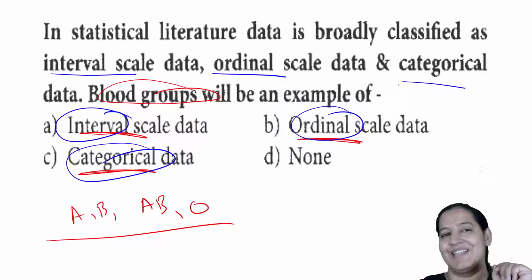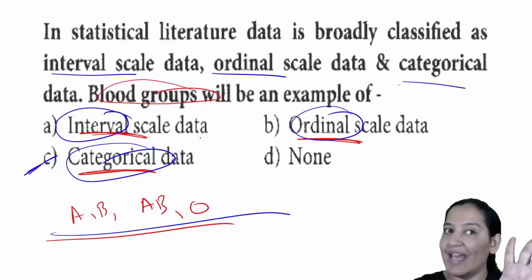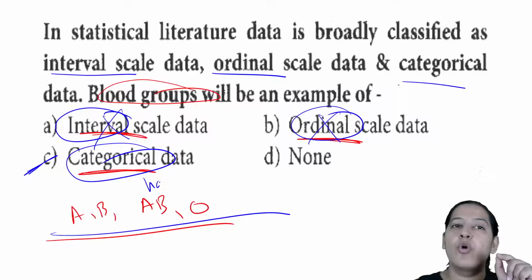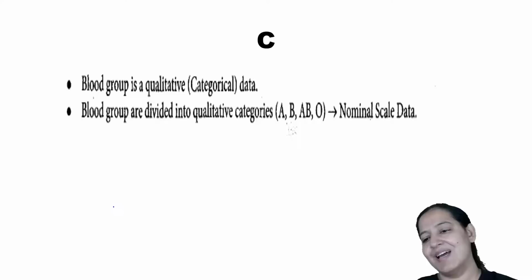So here there is no number. It is not hemoglobin, weight, or height. So it cannot be interval, because interval and ratio require a number. There is also no particular order, like mild, moderate, severe. So there is no order either. It is quality, it is names. So the correct answer here is categorical data, which is C. I hope you got it.